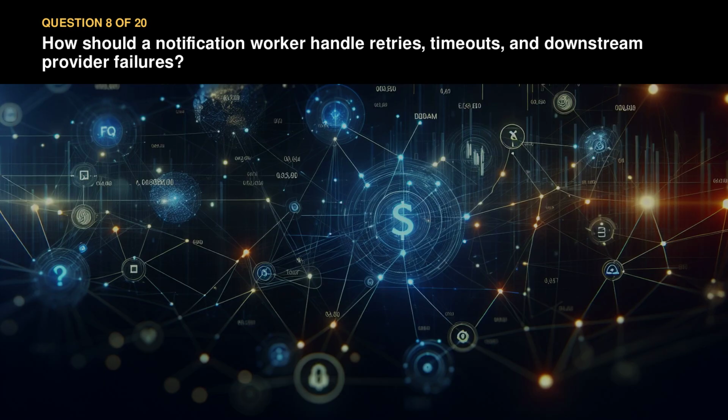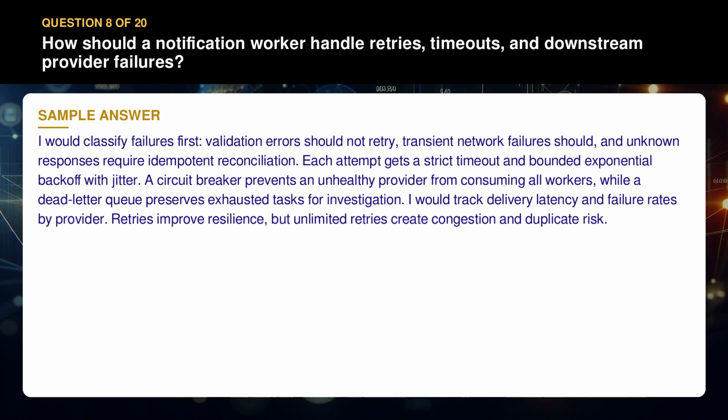Question 8. How should a notification worker handle retries, timeouts, and downstream provider failures? I would classify failures first. Validation errors should not retry, transient network failures should, and unknown responses require idempotent reconciliation. Each attempt gets a strict timeout and bounded exponential backoff with jitter.